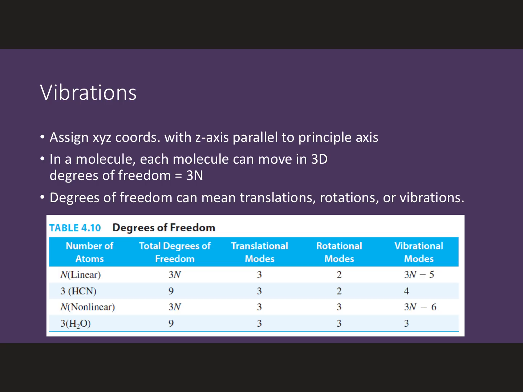Let's think about a linear molecule, for example, HCN. If I look at the total degrees of freedom, 3 times 3, well, that is 9. Well, we know there are 3 translational degrees of freedom, and this is a linear molecule, so we saw it had 2 rotations, which means here we have a total of 5 degrees of freedom, meaning there have to be 4 more degrees of freedom, which can only be described as vibrational modes. Pretty cool.